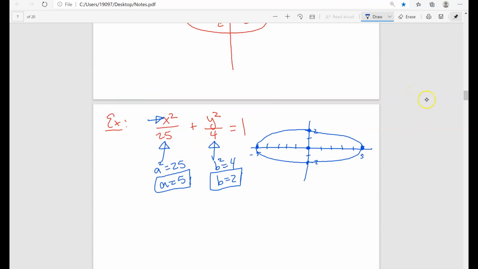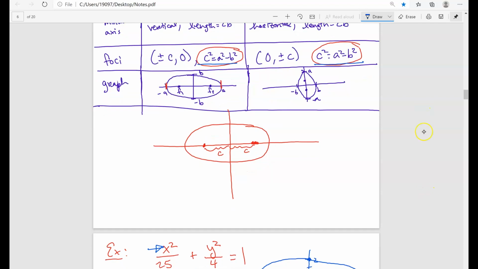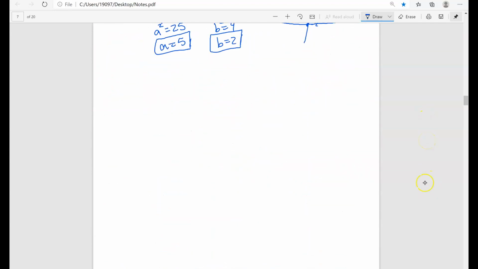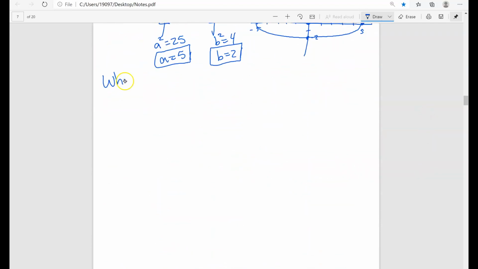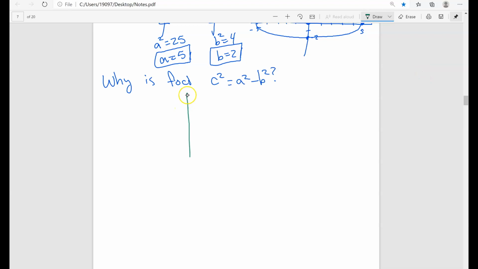Now, let me explain to you why the equation of the foci is this. Okay, so why is the equation of the foci that? So basically we're going to do a little bit of geometry. So why is c squared equals a squared minus b squared? So why is that true? We're going to start off with an ellipse. So let's start off by just drawing a general ellipse.